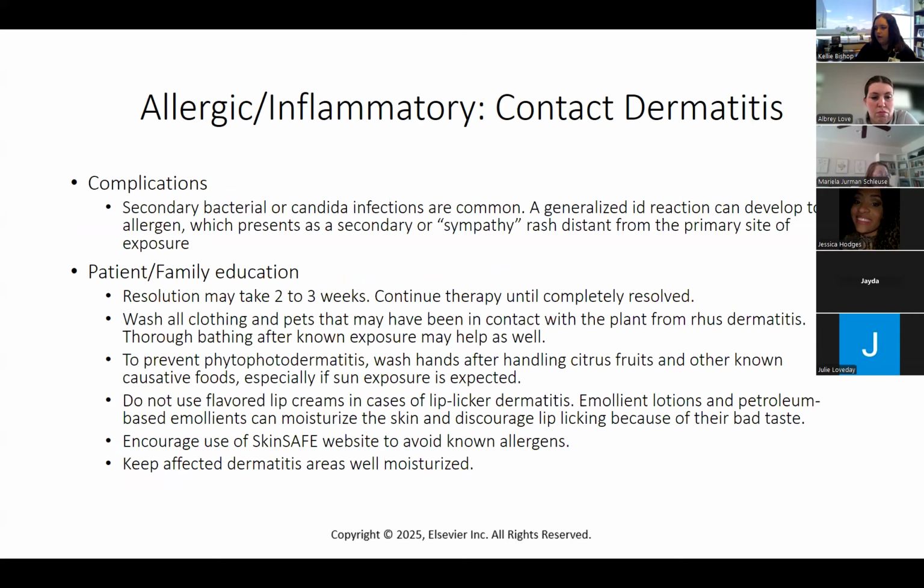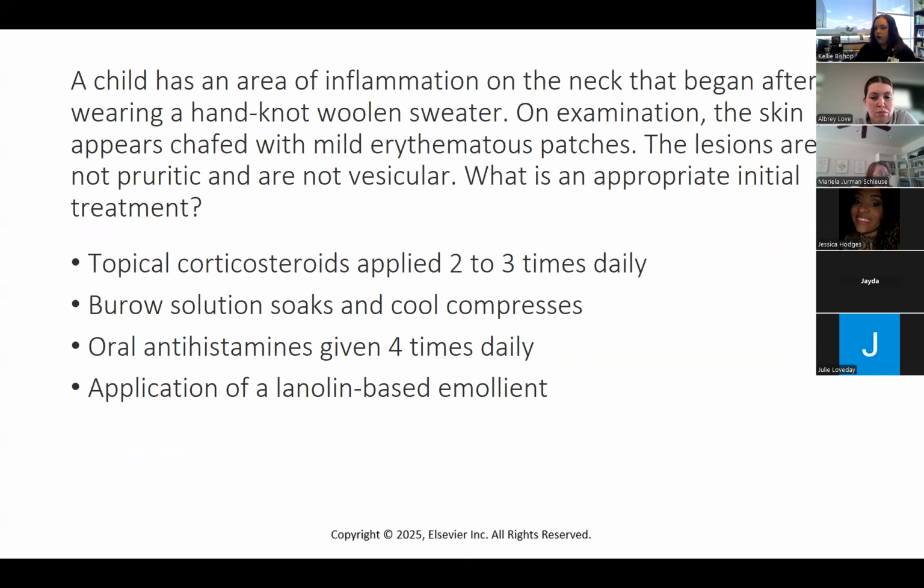It can take a few weeks to heal, and all of these things are really the same things we just talked about. So a child has an area of inflammation on the neck that began after wearing a hand knit woolen sweater. On exam, the skin appears chafed with mild erythematous patches. The lesions are non-pruritic and are not vesicular. What is an appropriate initial treatment?